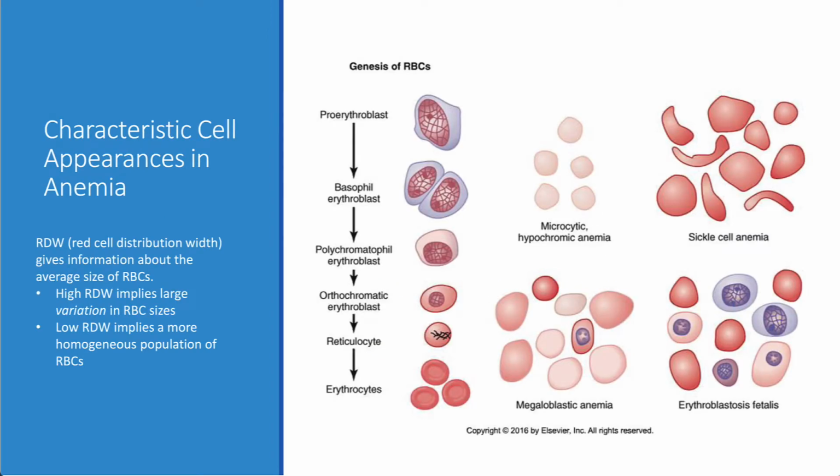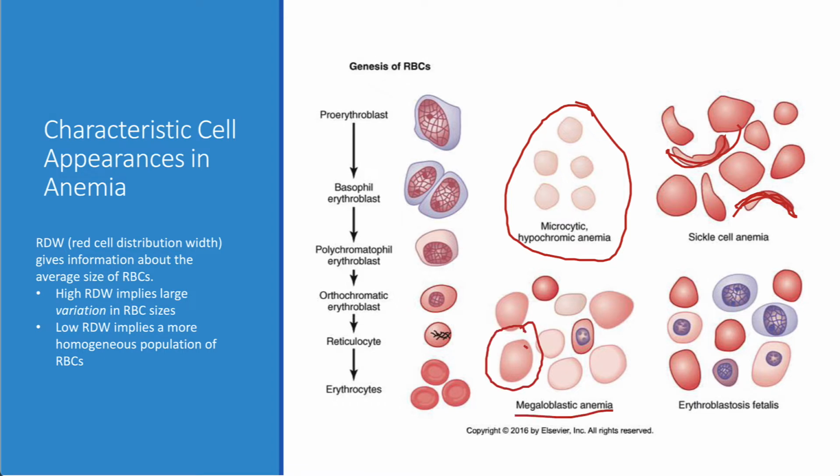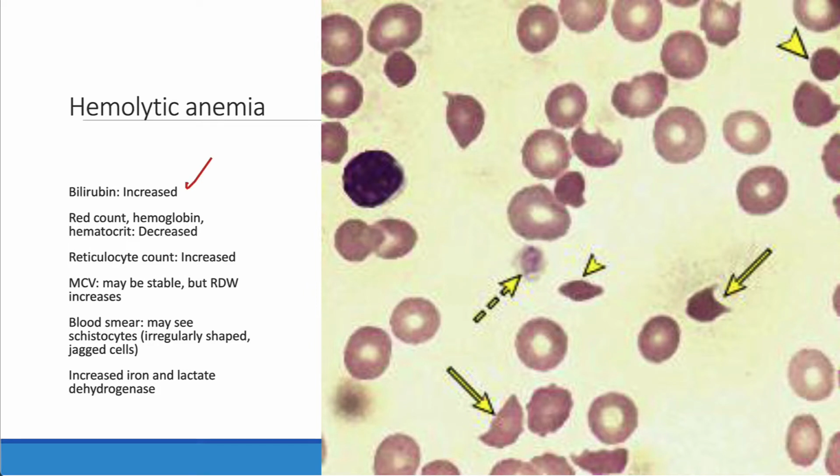So there are also classic characteristic appearances in anemia. So these microcytic cells look like this. Sickle cell anemia, of course, has the sickle cell shape, right? Megaloblastic anemias have these giant red blood cells. Look at them compared to these microcytic ones. Very different sizes. Okay? And erythroblastosis fetalis, I do not remember what that is, so we're going to skip that anyway. I don't encounter that in grown-ups very often. Ever, actually.